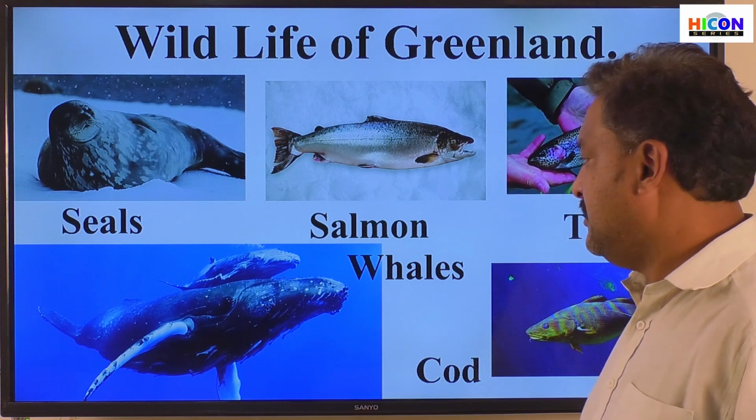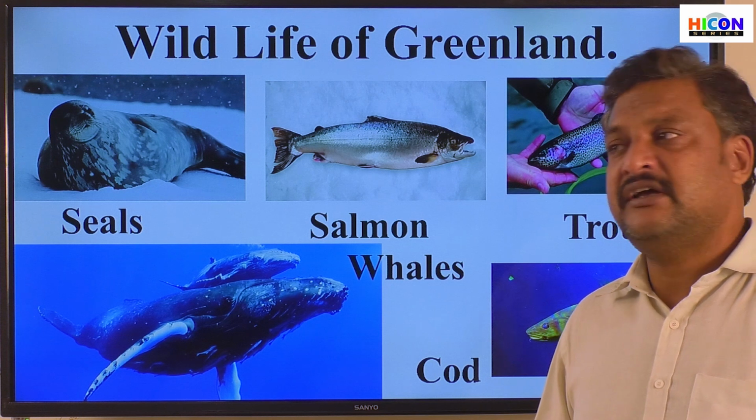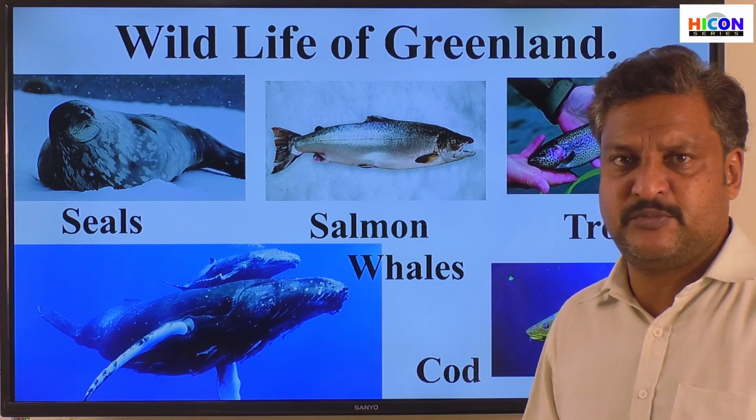This is a humpback whale. Then we have sperm whales, blue whales. Okay, we can see plenty of whales in this region, especially.